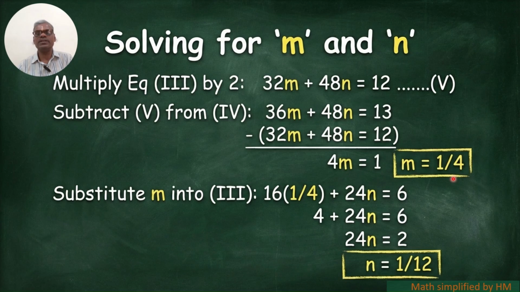Now substitute m is equal to 1 upon 4 in equation 3. We get 16 into bracket 1 upon 4 plus 24n is equal to 6. Simplifying, we get 4 plus 24n is equal to 6. Again simplifying, we get 24n is equal to 2. Further simplifying, we get n is equal to 1 upon 12.